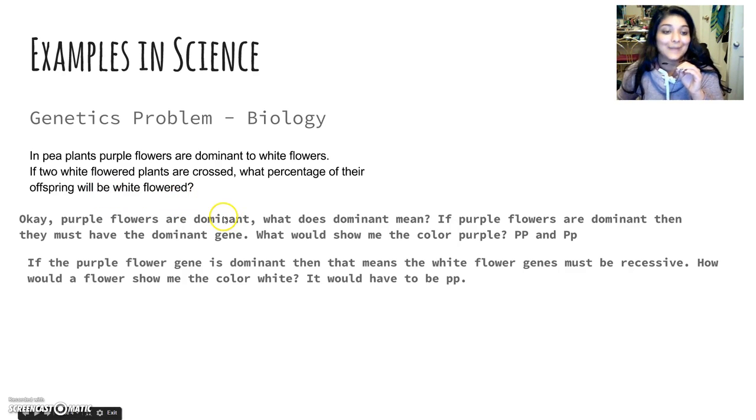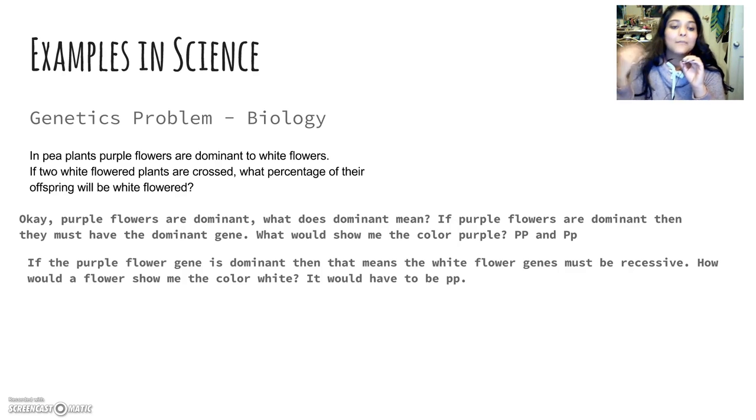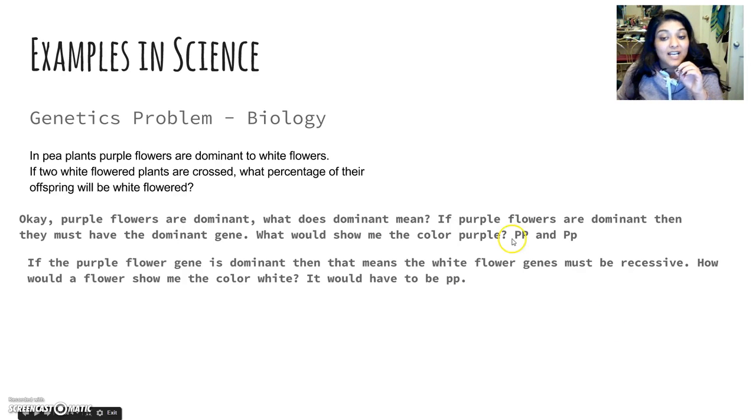I've read the question once. Now I'm going to read it again. In pea plants, purple flowers are dominant to white flowers. Okay, pause. What does that mean to me? Purple flowers are dominant. What does dominant mean? So if purple flowers are dominant, then that means they have a dominant gene. If they have a dominant gene, then that means that gene is overpowering the recessive gene. So what genotype put together? Now I'm assuming my students already know what genotype and phenotype mean, so I'm not going to explain those. But what genotype would show me the color purple? How can I see the color purple? They would have to have big P, big P, or big P, little p to show me the color purple.